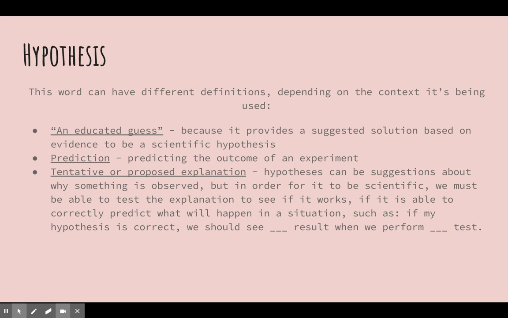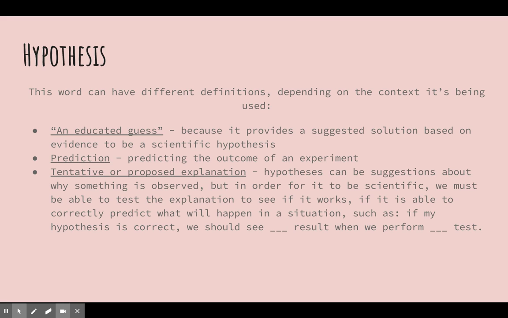So, a hypothesis can have different definitions depending on the context it's being used in. It can be called an educated guess, and that would be because it provides a suggested solution based on evidence to be a scientific hypothesis. Sometimes people would say, this is an educated guess, kind of like I'm taking my best guess based on the material that's been presented to me.